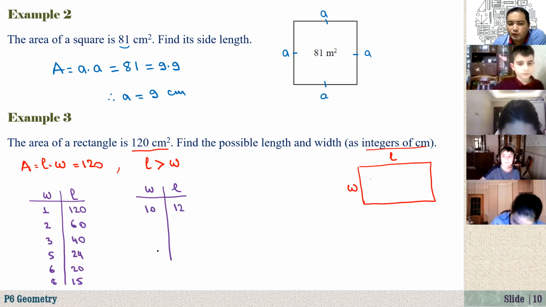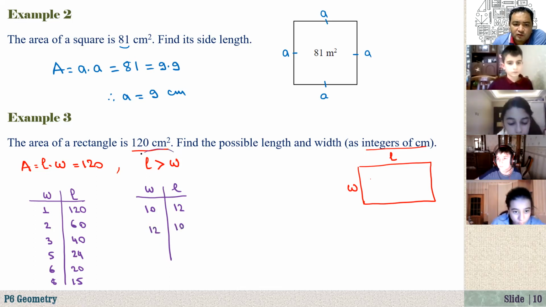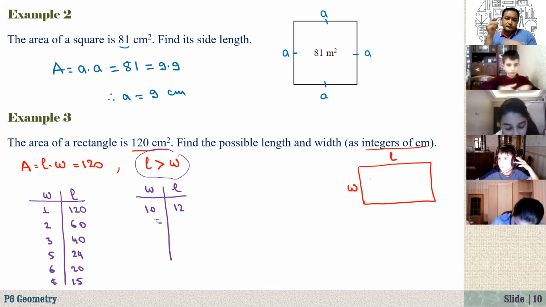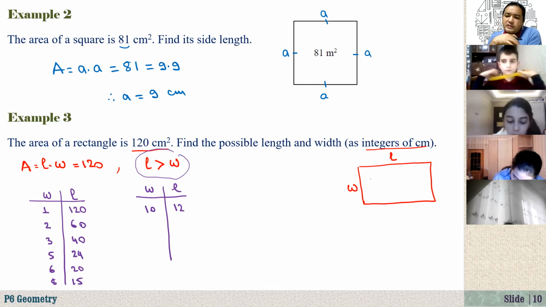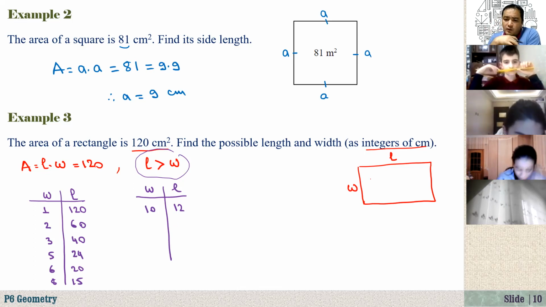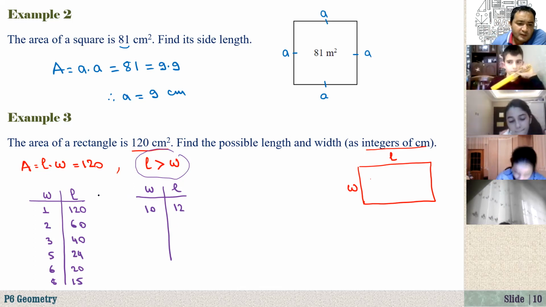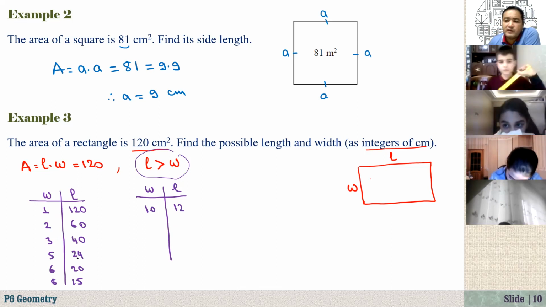Should I continue? No, because if I continue, it will be 12 and 10, but we said that length should be greater than width. So this cannot be a possible answer. Okay, so if the area of this rectangle is 120, how many different rectangles can we construct so that their length and width are whole numbers? How many possible answers? 1, 2, 3, 4, 5, 6, 7. We can make 7 possible rectangles.